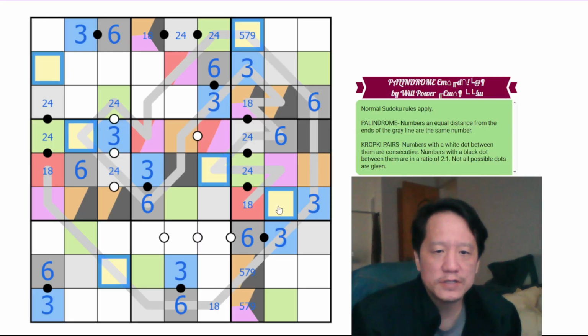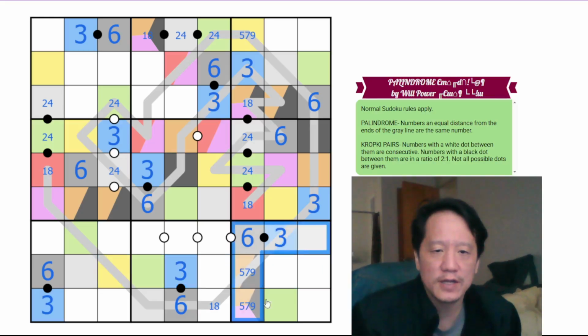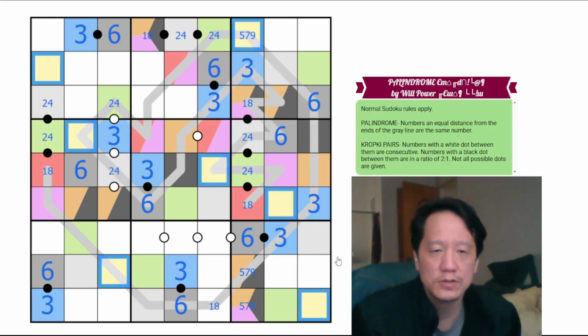Where is yellow in this lower right-hand box? It cannot be here. And these cannot be yellow because of yellow in the column. Can't be here because yellow in the row. So yellow has to be here.